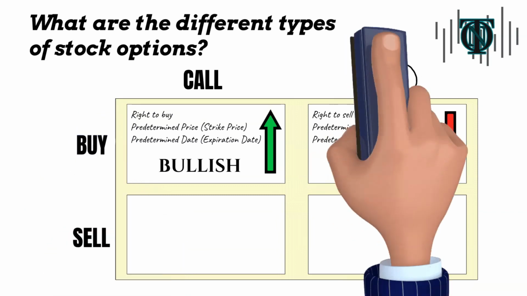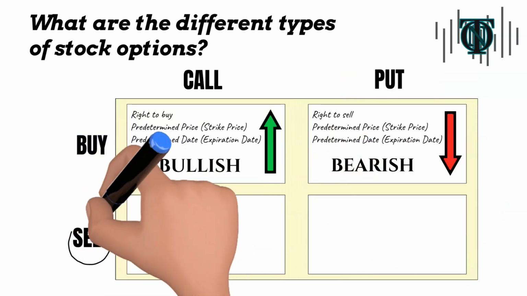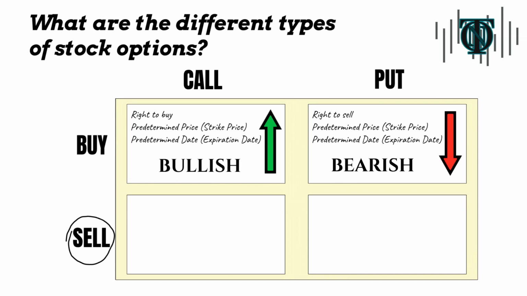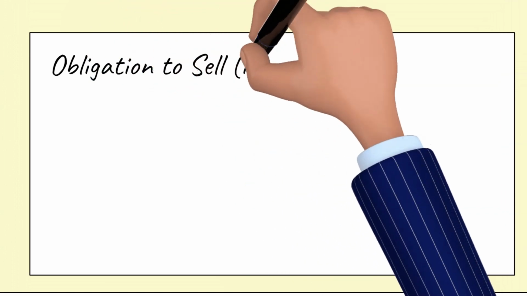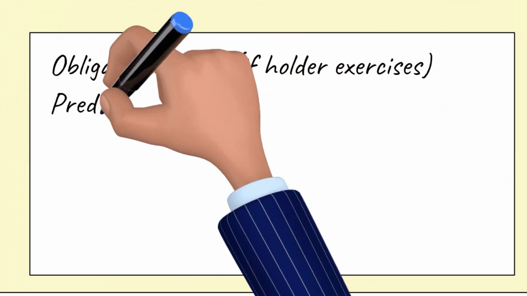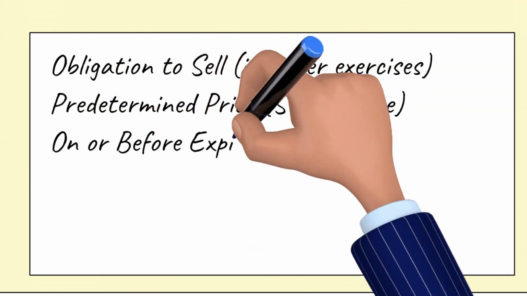Of course, we may not want to buy an options contract. Rather, we may prefer to sell the contract. Let's start by discussing what it means to sell a call. By selling a call, we place ourselves in the position that if the holder of the call exercises the options contract on or before the predetermined date, you know as the expiration date, we are now obligated to sell our shares to that person at the predetermined price you now know as the strike price.